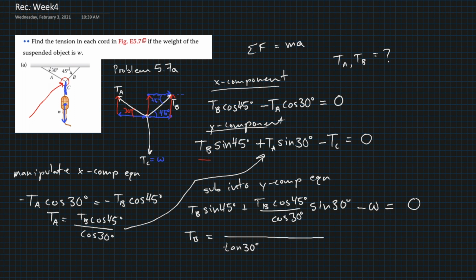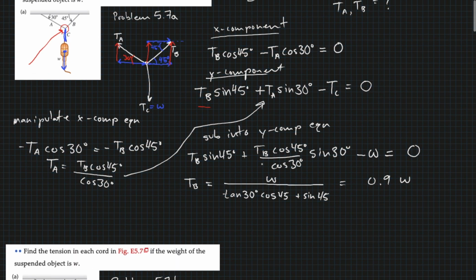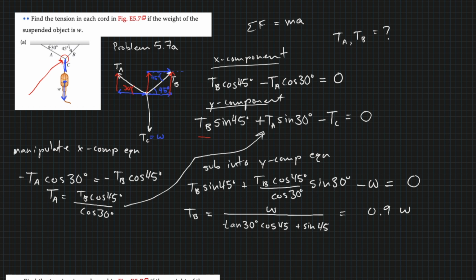But we do get to this point where we have tension B is equal to, and in the denominator we have tangent of 30, cosine of 45, plus sine 45, all this over W, or sorry, W all over this expression. And if I type this into my calculator, this comes out to be 0.9 W. So 0.9 W is our value for tension B. So that's our solution for tension B.